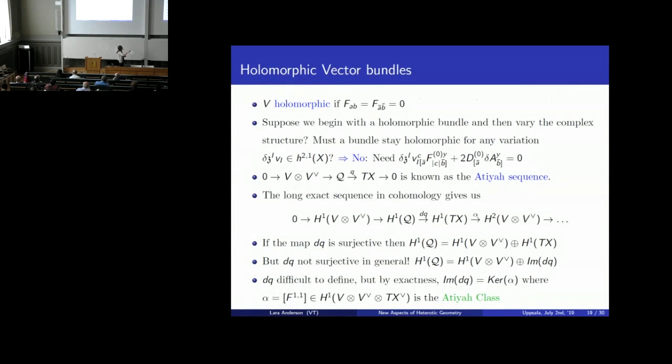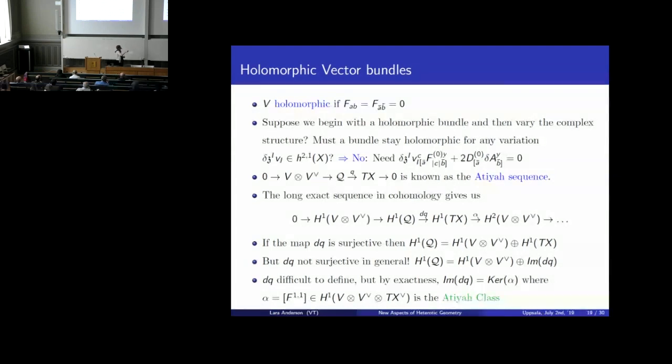You need a fluctuation that rotates what was a 1-1 component of your field strength, that's this in background zero, gets rotated into something 2-0, and you can have fluctuations of the connection that are not D-bar closed. And so those two better cancel each other in this infinitesimal fluctuation in order to keep your vector bundle holomorphic. So this bit of geometry was studied by Atiyah in the 1950s. This is a very well-known structure.